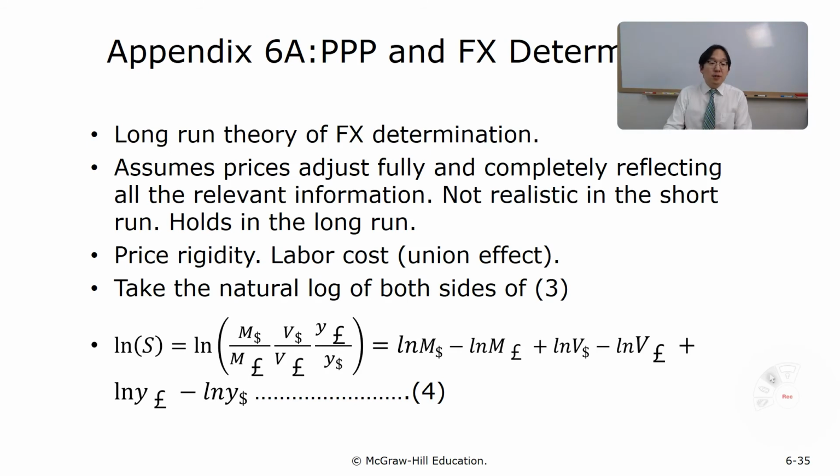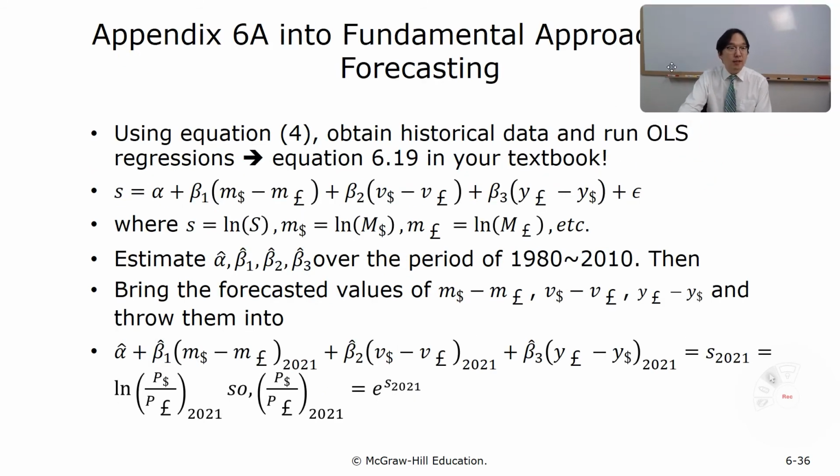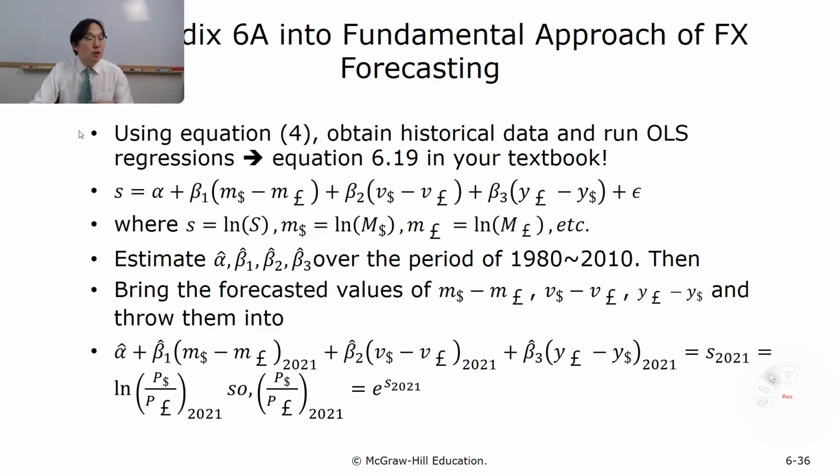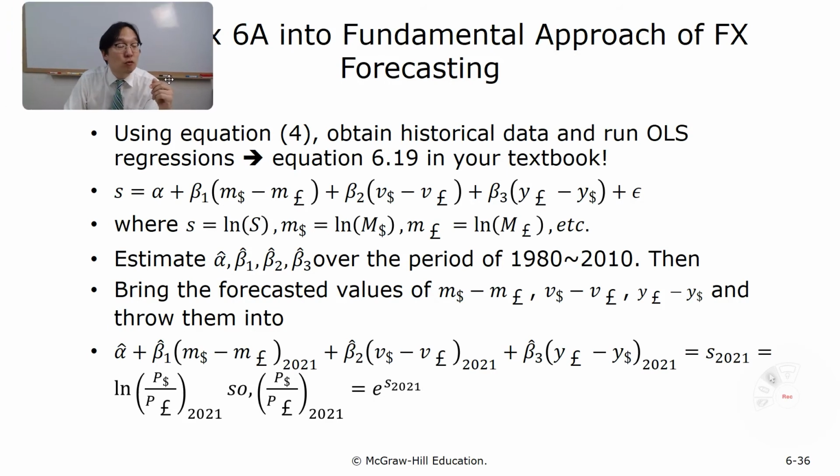Okay, so the natural log of everything will decompose all these things one by one. So money supply of dollar log minus money supply of pound log plus velocity of money in dollar minus velocity of money in pound, all in natural log, plus GDP in pound minus GDP in US, right? So equation 4 takes place like this.